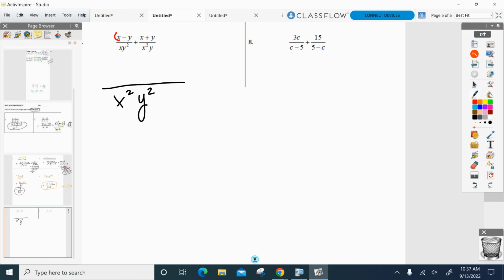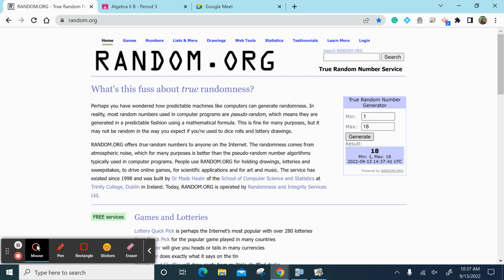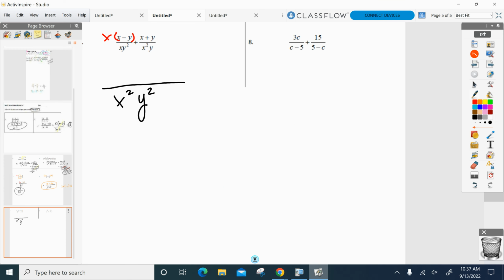So multiply the top by x, and everyone sees you've got a little distribution to do, yes? So distribute that x. Tim, what do you get? Distribute the x. X squared. Keep going. Minus yx. Great job.